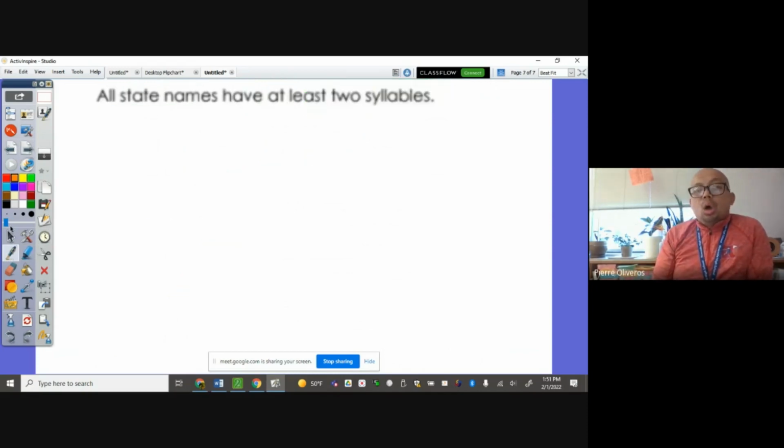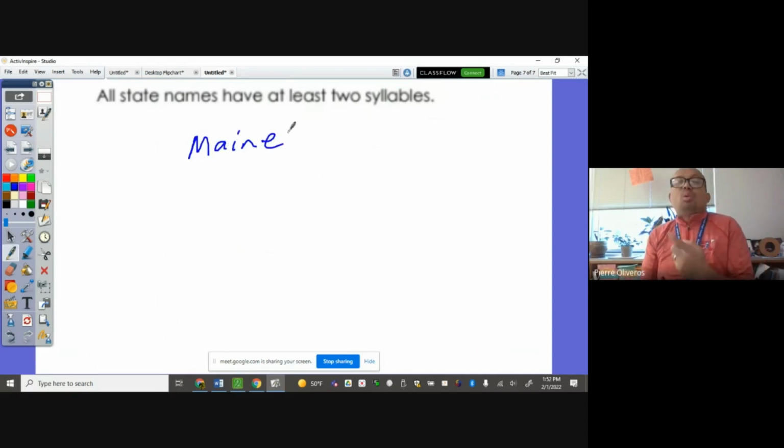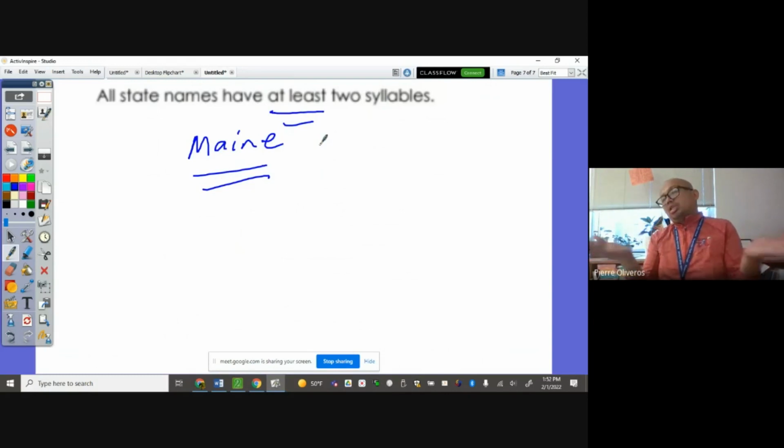All state names have at least two syllables. Syllables like Virginia or Texas, that's two syllables or more. But do all the states in the United States have names with at least two syllables? No. For example, Maine. Maine is only one syllable, so that's my counterexample. Okay, and that's how you make a conjecture and write a counterexample if it's a false conjecture.